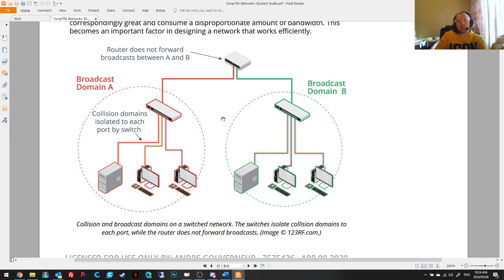And we do this separation by using special devices called routers and switches, which we have discussed a little bit in a previous section, but we'll discuss again in a bit more detail as we go through the rest of the coming lessons.